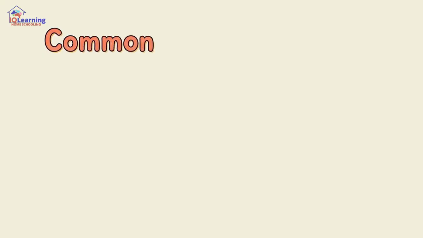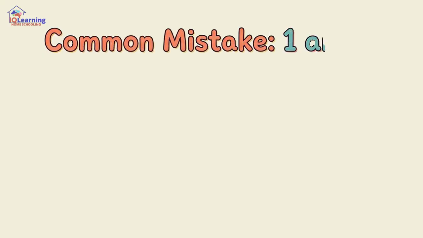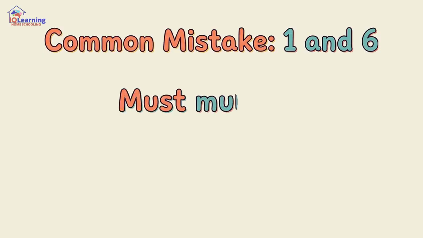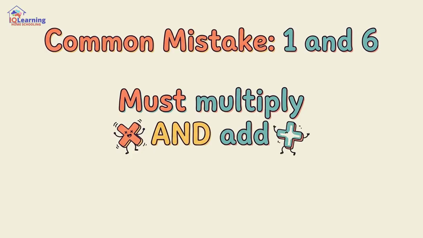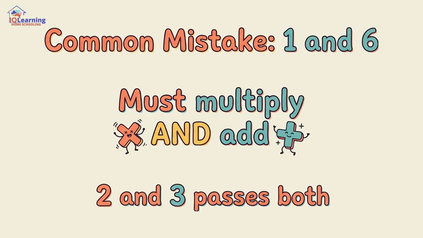Now let's cover a common mistake. Some students see the 6 and immediately pick 1 and 6 because they multiply correctly, but factoring needs both conditions. The numbers must multiply to 6 and add to 5. One pair passed the multiplication test but failed the addition test. The pair 2 and 3 passed both.